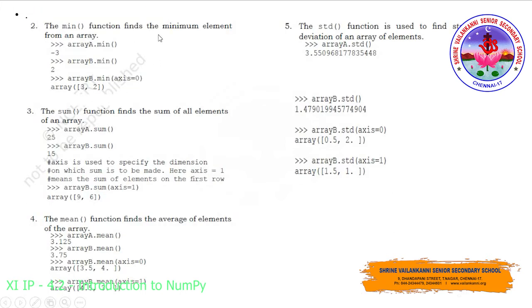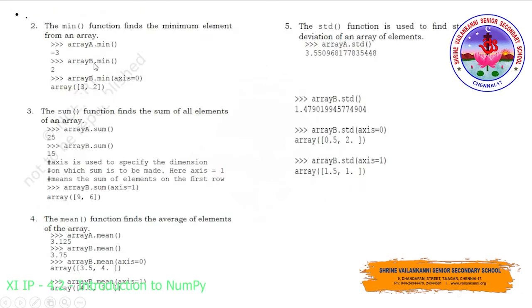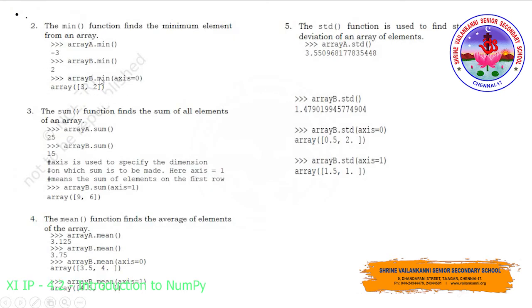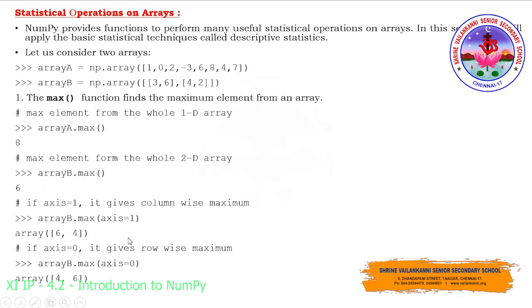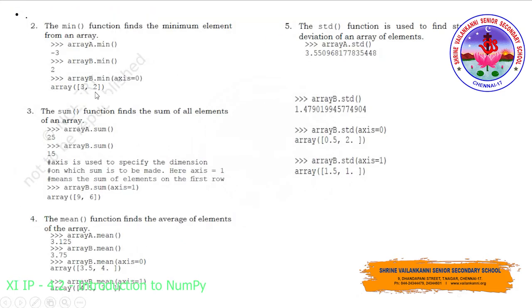And again, the minimum function is much similar to the maximum function. Whichever value is minimum will be retrieved. So if you see here, -3 is the least value, and that will be retrieved and displayed. Again in array B, 2 is the least value, and that will be retrieved and displayed here. When you provide axis equal to 0, what will happen? Row-wise minimum value will be retrieved. So row-wise, which is the minimum value, 3 and 2. So 3 and 2 will be retrieved over here. You understood?